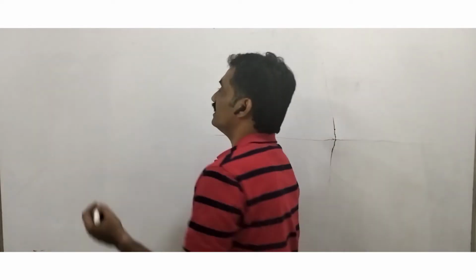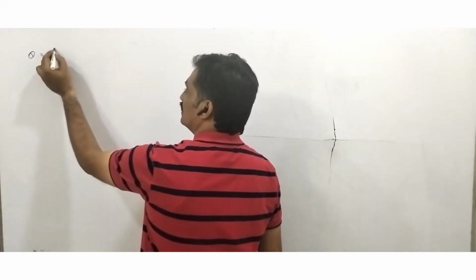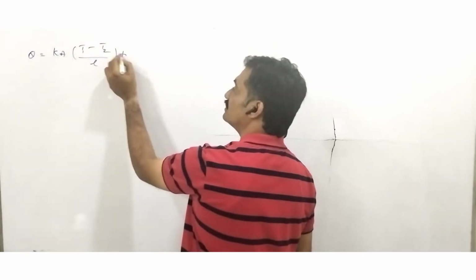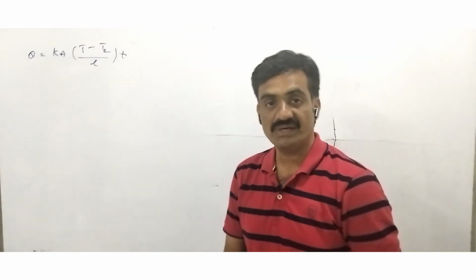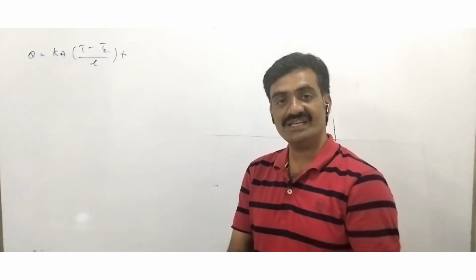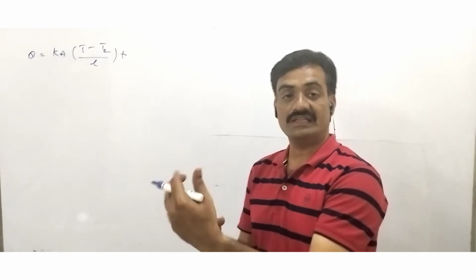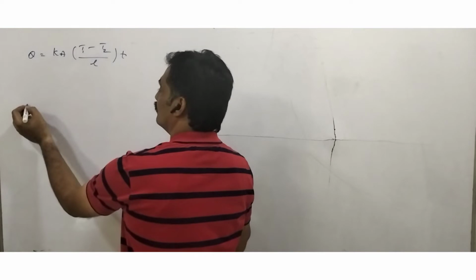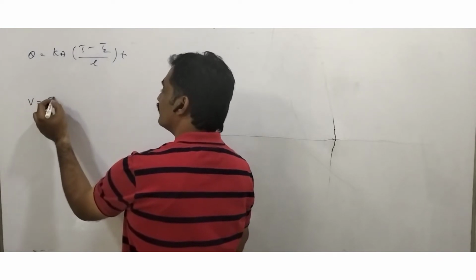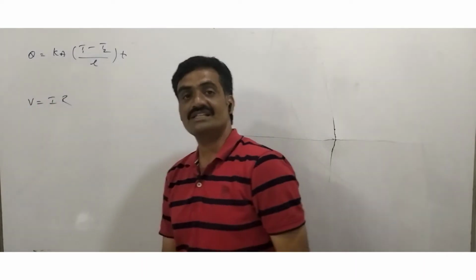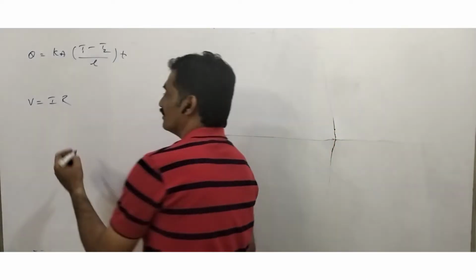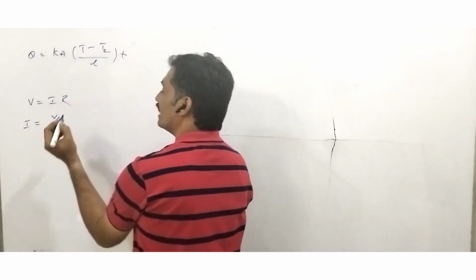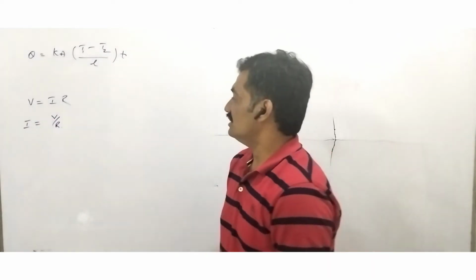Okay, now we had represented Q equals K A into (T1 minus T2) by L into t as the equation when heat is being transferred from one end of the rod to the other end, or in the case of a slab. Now, considering this equation, we can also consider current flow through a conductor, which is represented as V equals I R. Then I equals V by R.